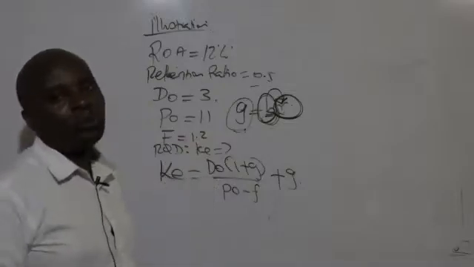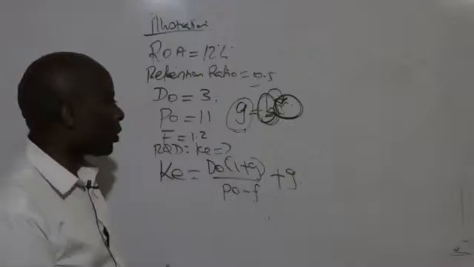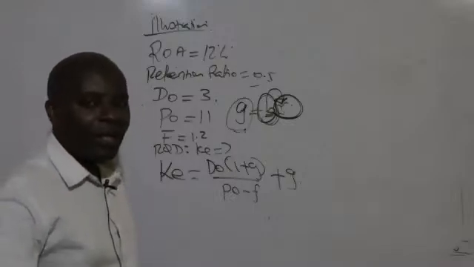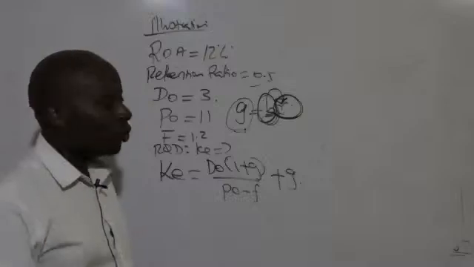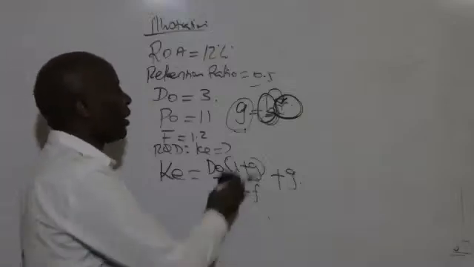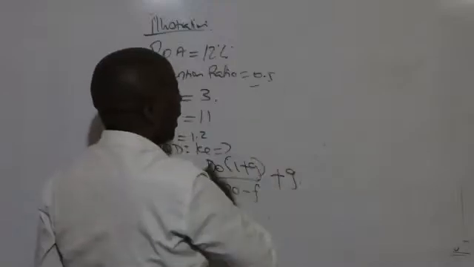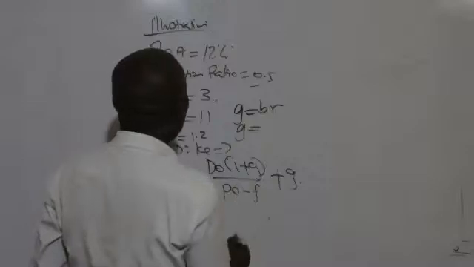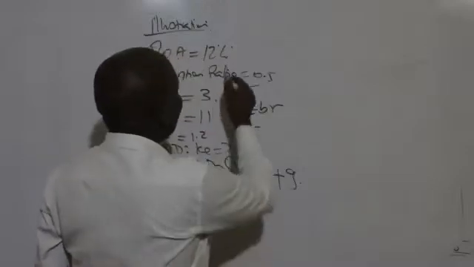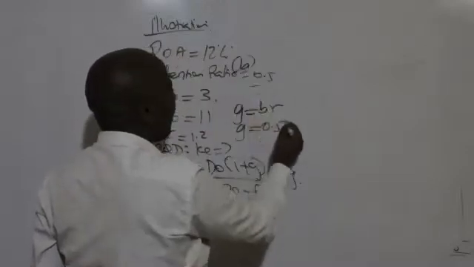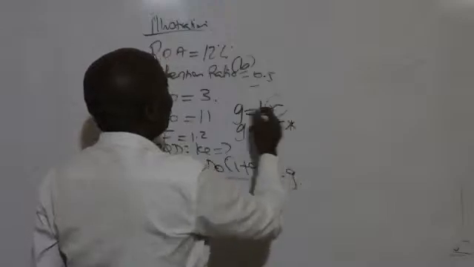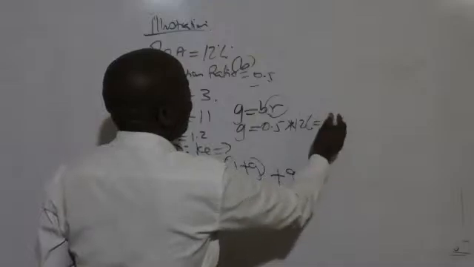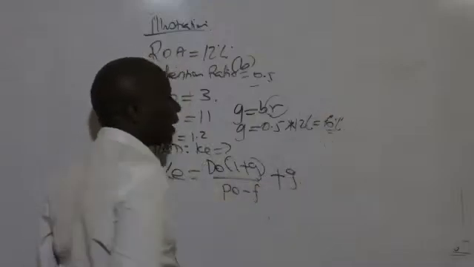Growth rate is a function of how much we retain and what return we are getting out of the assets we've been able to invest in. So our G equals BR. B is the retention, which is 0.5, and our R is this 12%. So basically our G will be 6%. This is the same as 0.06 like that.